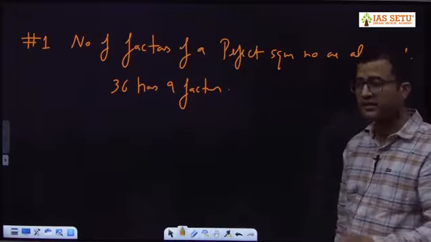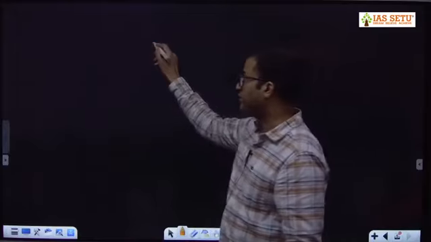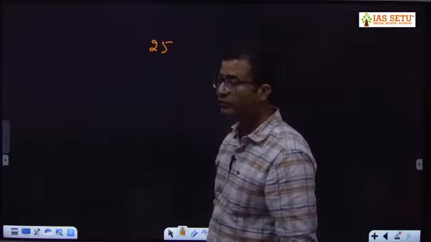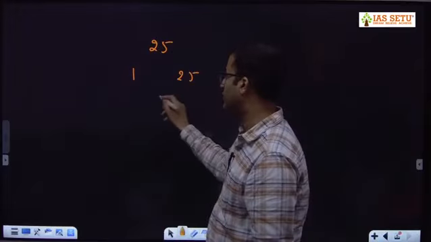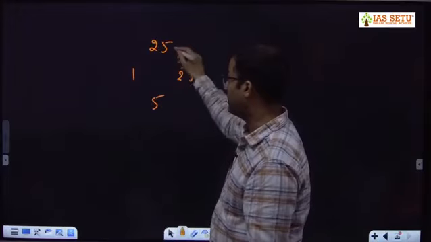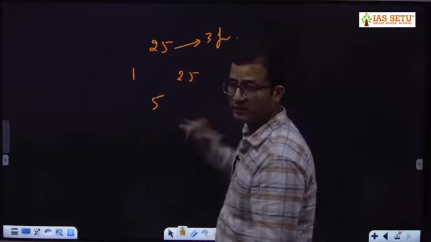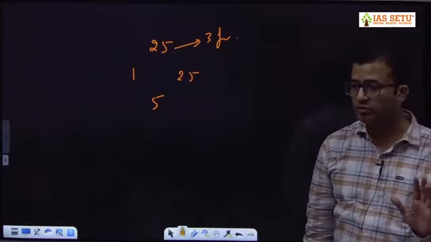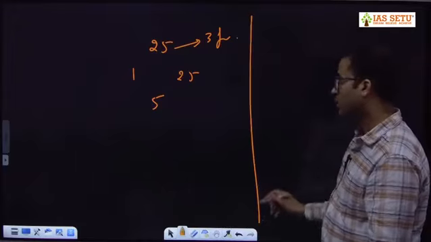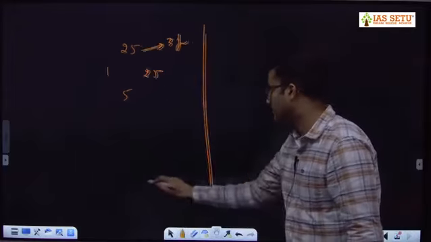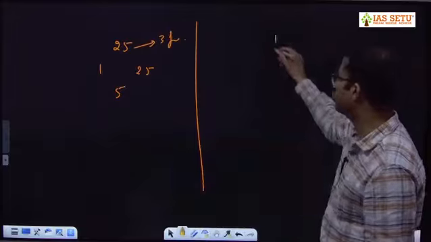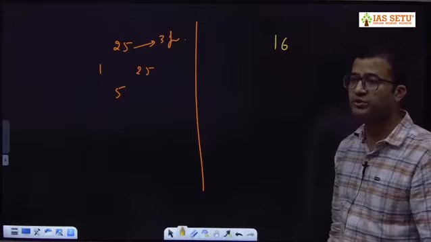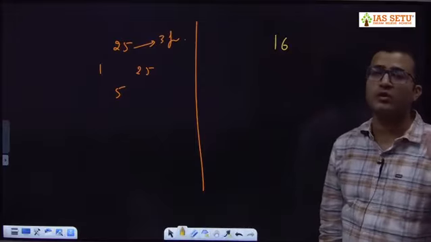I take an extra example, just check. 25. What are the factors of 25? 1, 25, and 5. 25 has 3 factors, and 25 is a perfect square number. What is 25? 5 square. Okay. You can check 16. What is 16? 4 square. So according to this observation, the number of factors of 16 is odd.